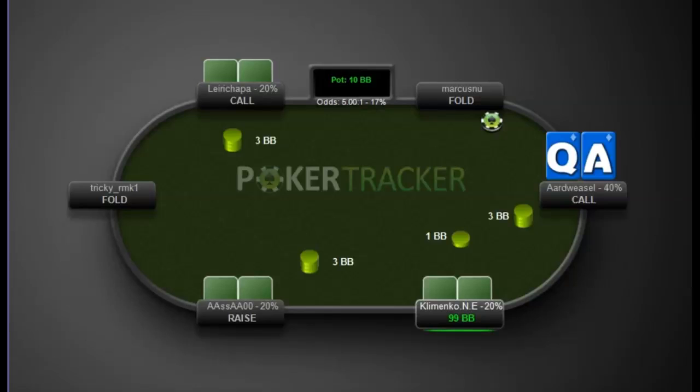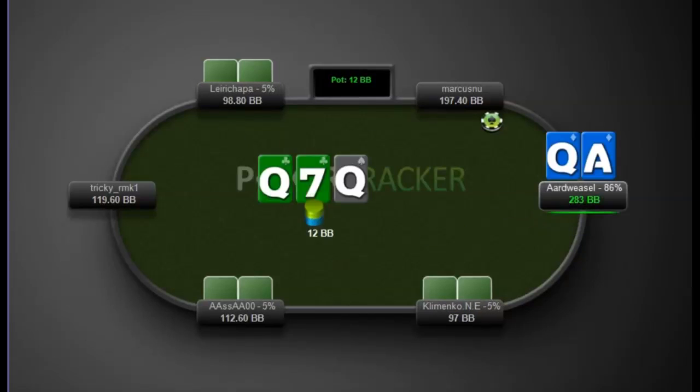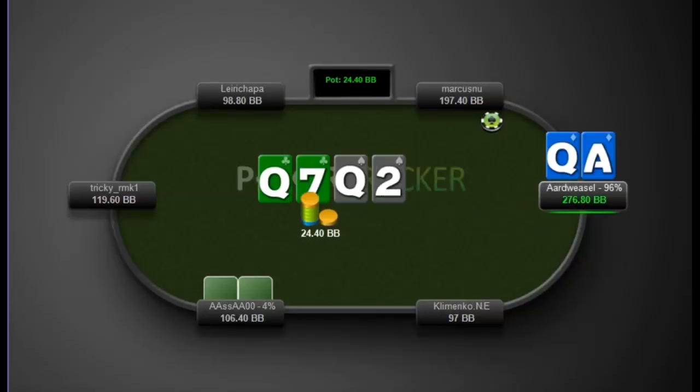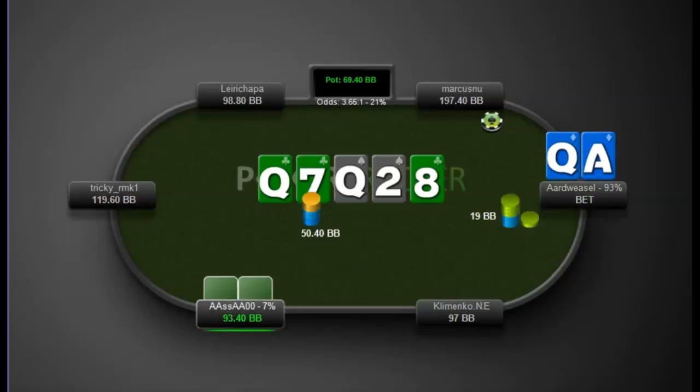Ace-queen. Again we call, but we could squeeze. Squeezing's perfectly legitimate in this spot. It depends on who's in the big blind to an extent as well. Flopped full house, we don't really need to slow play, so we decide to lead out in this particular case. Go for value again on the turn. River, we go for value.